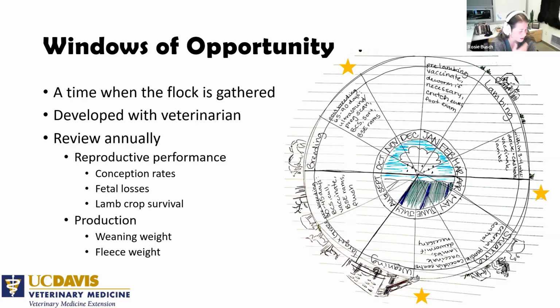Thanks, Rosie. Hope that's helpful. Yeah, absolutely. And it's pretty similar to what they have from the early 90s. So they had a conception rate of 90% in the 45-day window. So yours is better than that.